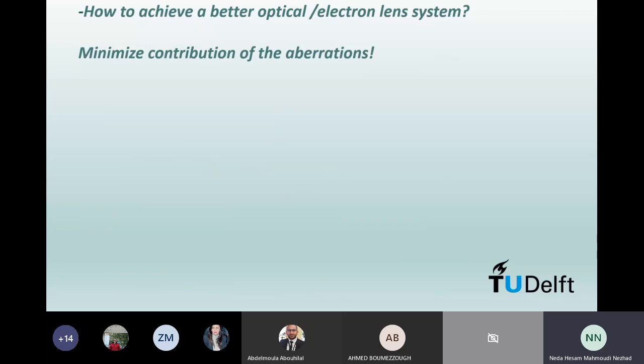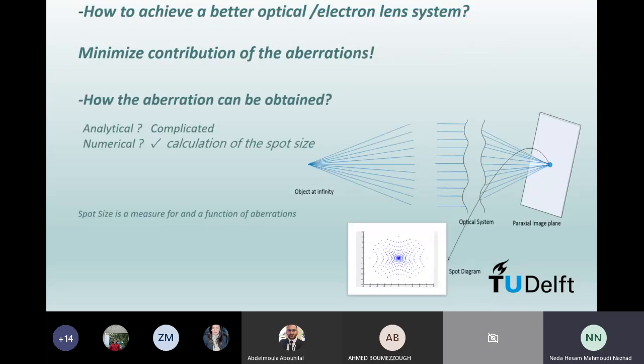So now we can ask how we can achieve a better optical or electron lens system. To get a better lens system, the contribution of the aberration should be minimized. Minimizing these aberrations can be done by analytical methods, but it is very complicated, especially if many lenses are involved, like in our case study. But a good alternative is the numerical way. Using numerical methods, the spot size that Yuri showed, which is a measure for aberration, can be calculated. And the smaller the spot size, the better the lens system.